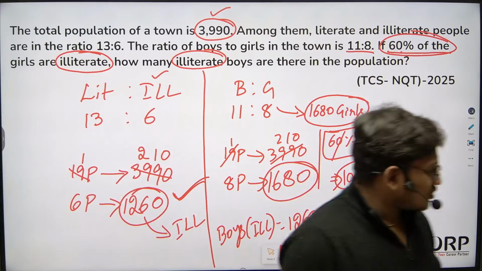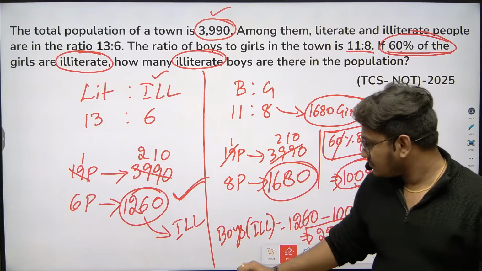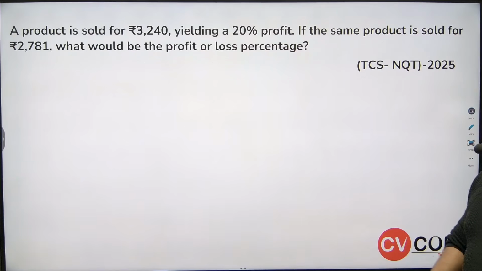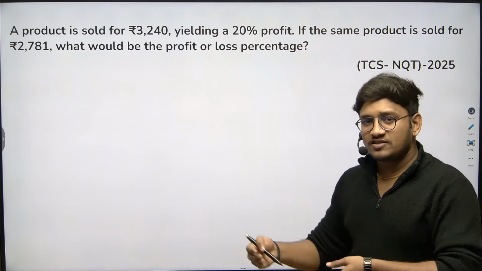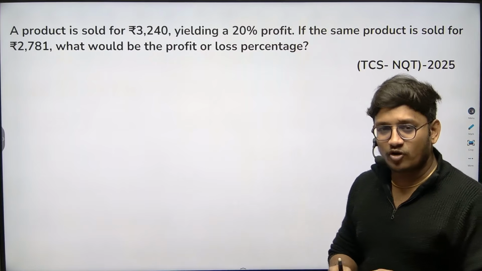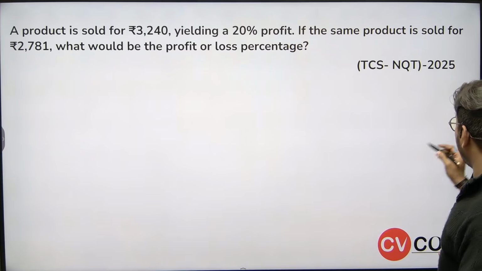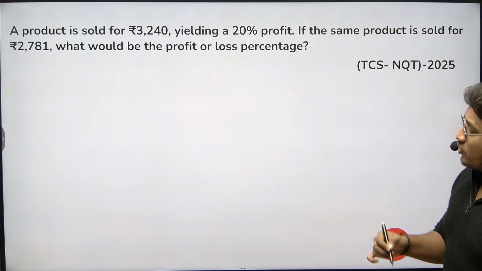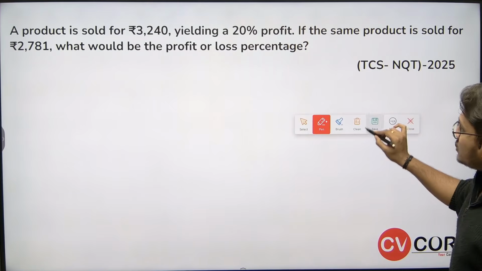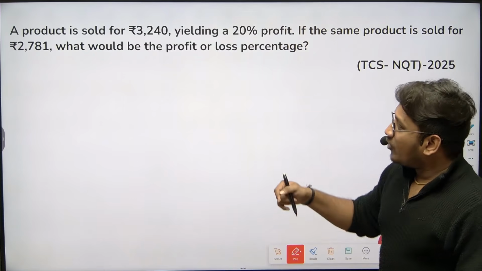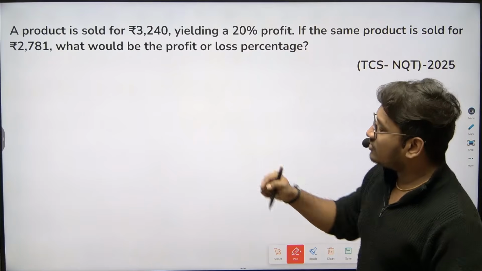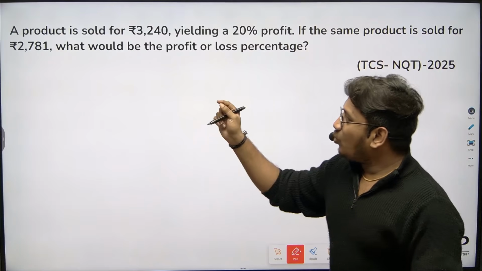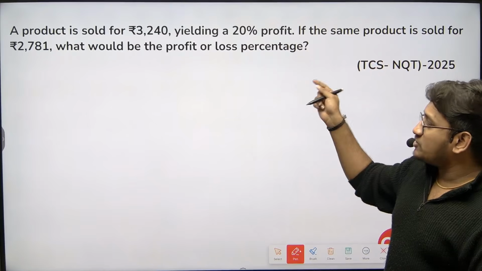Okay, let's move on to the next question. Now this question, almost similar kind of questions we discussed many times from the concept of profit and loss. So let's see this question. A product is sold for 3240, yielding a 20% profit. If the same product is sold for 2781, what would be the profit or loss percentage?